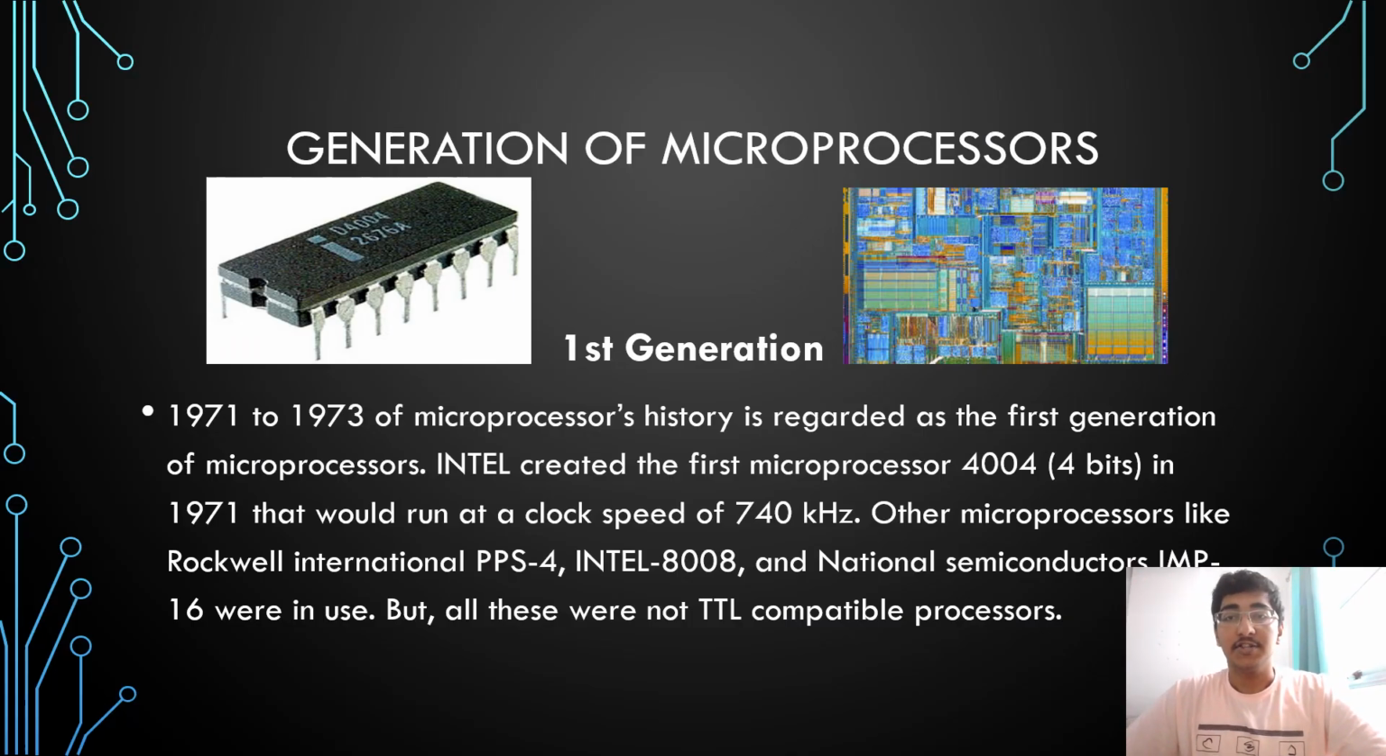Okay, so the generations of microprocessors. Microprocessors have been classified across 5 generations. The very first generation ranges from the year 1971 to 1973, and it is regarded as the first generation because in 1971 Intel created the very first microprocessor, the Intel 4004, which ran at a clock speed of 740 kilohertz. Other processors also existed, but these were not in use as they were not TTL compatible. TTL means transistor-transistor logic.